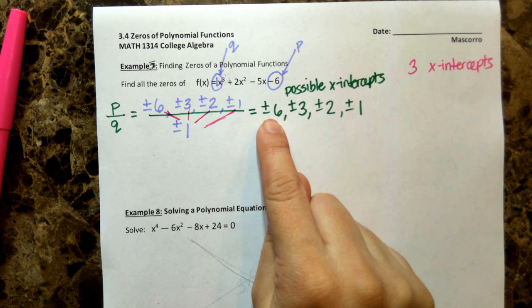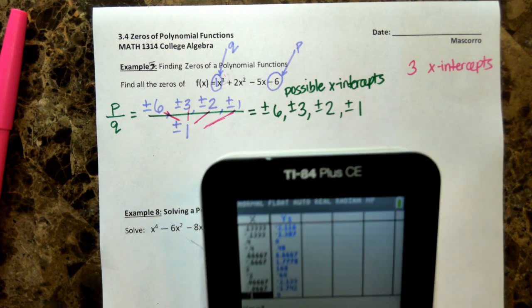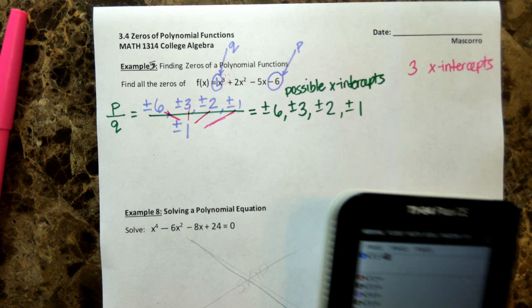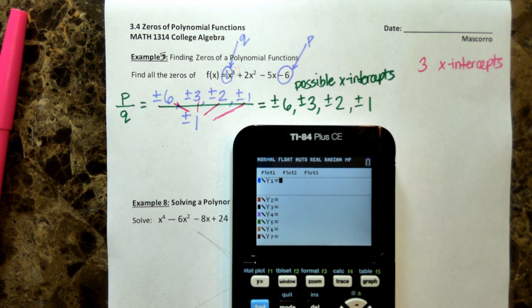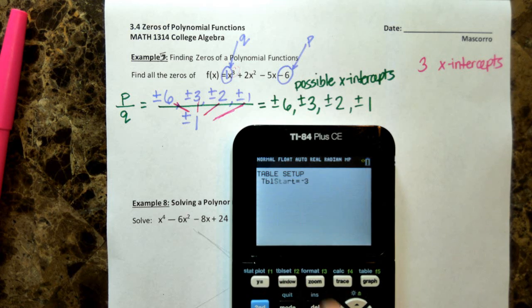Okay, now we have to figure out which of these numbers are actual x-intercepts. So let's go ahead and start by testing out each one. I'm going to use the calculator for this again, and I'm just going to jump straight into y equals and type in my original function, which is x cubed plus 2x squared minus 5x minus 6. And I'm going to go to my table, second graph. Now my calculator is already in ask mode, but if it's not, make sure that you change it to ask mode by going to second window and making sure that first row is in ask mode.